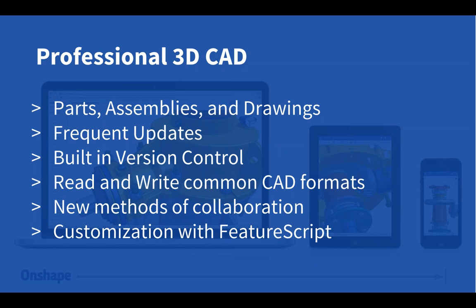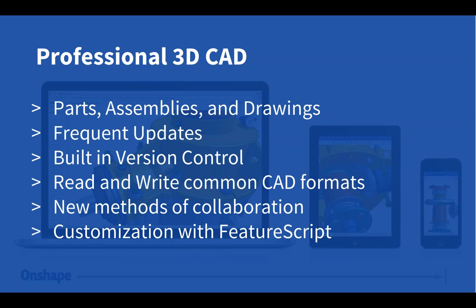Also with Onshape comes customization via FeatureScript. And FeatureScript is a programming language that we developed that allows you to build your own CAD feature. And you can build a CAD feature to save yourself time, ensure that it's always the correct size or dimensions, conform to standards, for example.